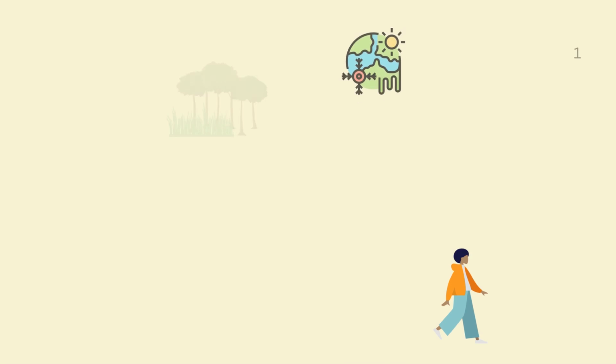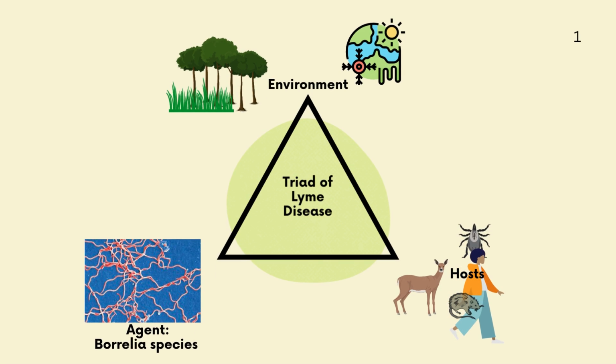In the epidemiological triangle of Lyme disease, Borrelia bacteria is the agent. The hosts are most commonly humans, rodents, and deer. And lastly, the most prone environment for Lyme are heavily forested areas in the Northern Hemisphere with a temperate climate.